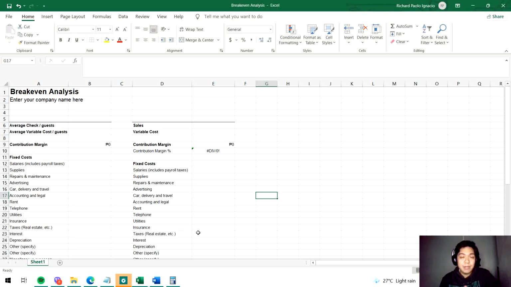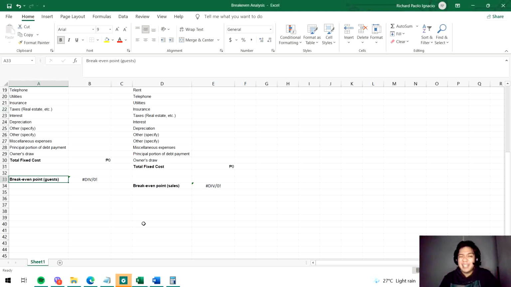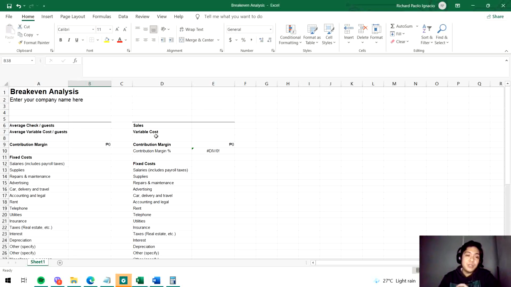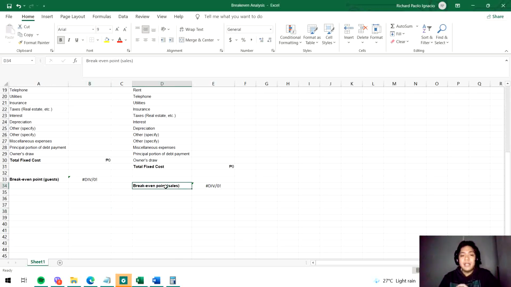Dito siya papasok sa break-even analysis. And we can do two types of break-even analysis. We can have here break-even analysis per unit or per guest. Makukuha natin yung break-even point per guest. Ibig sabihin, makukuha natin kung gaano karaming guest ang kailangan nating iserve para makapag-break-even tayo. Para makuha natin yung equal na sales at equal na cost. Or, pwede rin natin gawin yung break-even sales, wherein yung sales naman ang titingnan natin para malaman natin kung kumikita ba talaga tayo o hindi.